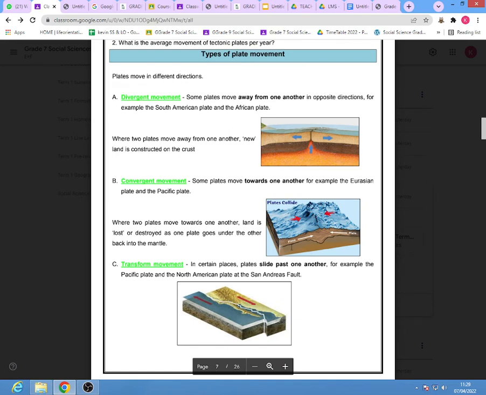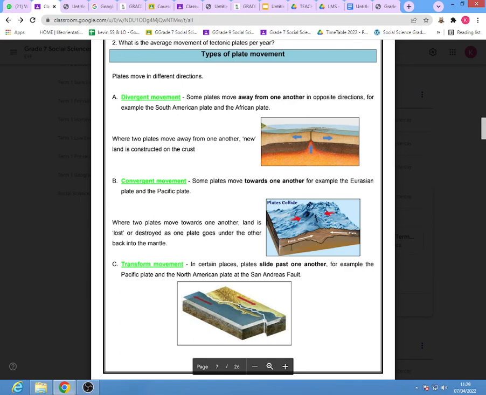We have divergent movements. This is when plates move away from one another or move in opposite directions. For example, we have the South American plate and the African plate. When they move away from each other, new land is formed because of the molten rock coming from the mantle, moving to the surface, and then when it gets to the surface, it solidifies, making new land.